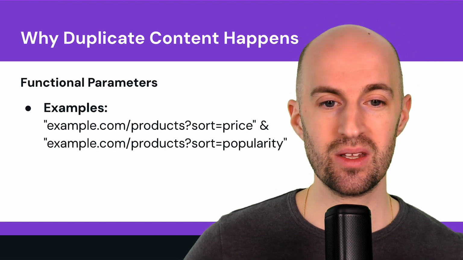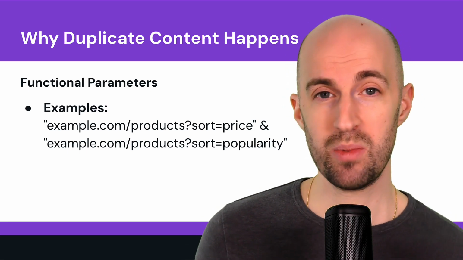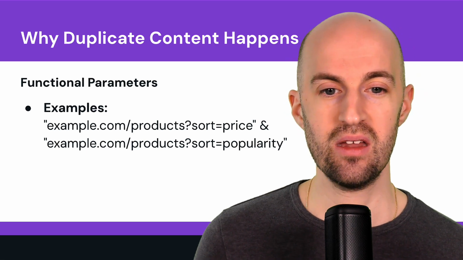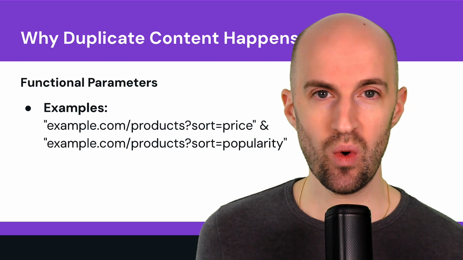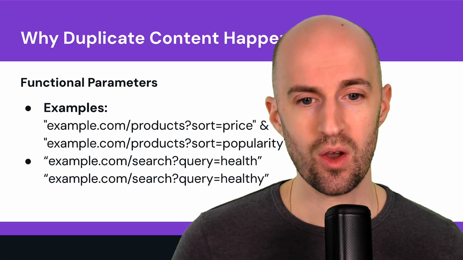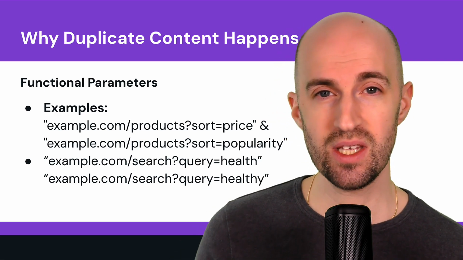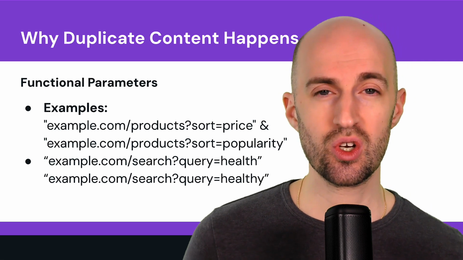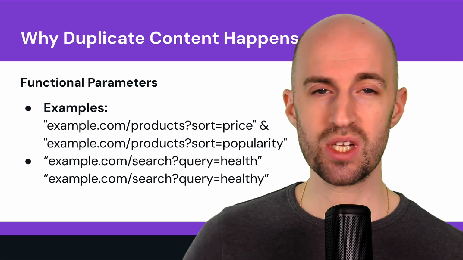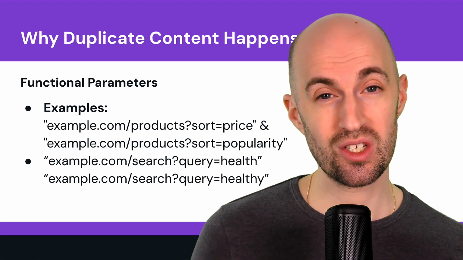So it could be that the same products come up with price and also with popularity. And Google will look at that and think, oh, it's the same products, which one do I show, if it shows at all. Or we have query equals health or query equals healthy. Sometimes on sites they have these internal search bars, and you might search health, or next time you might search healthy, and the same articles are shown for each search. So again, that's duplicate content.